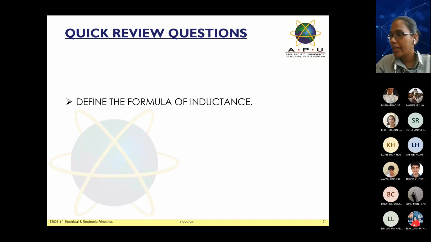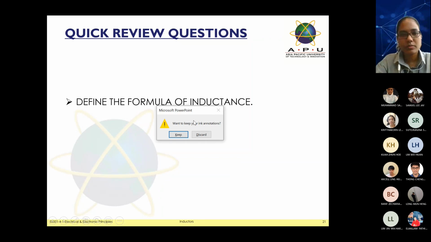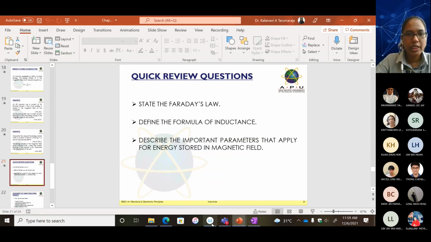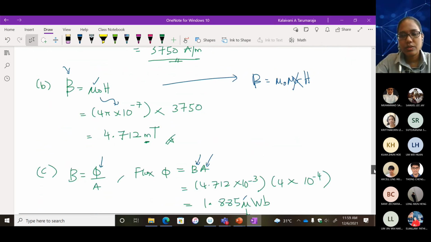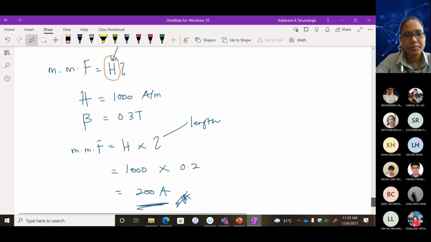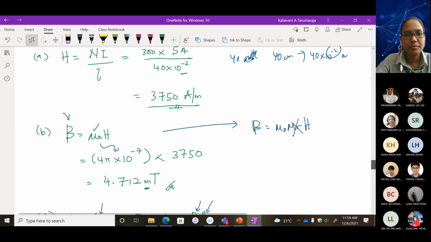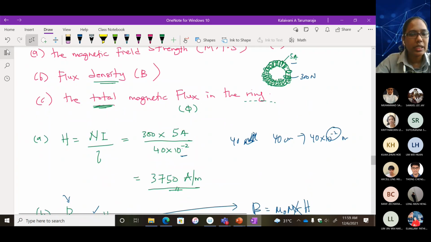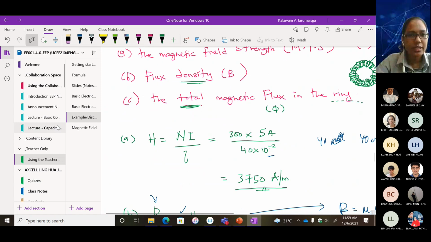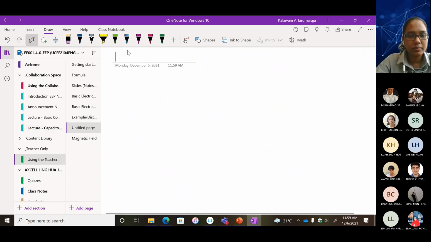Since we have some more 10 to 15 minutes, I just want to get some feedback from you all. Take note, the next one will have some calculations based on inductance. I'm not testing, I just want to see whether you understand or not. This is a magnetic field. We'll catch up during the tutorial.